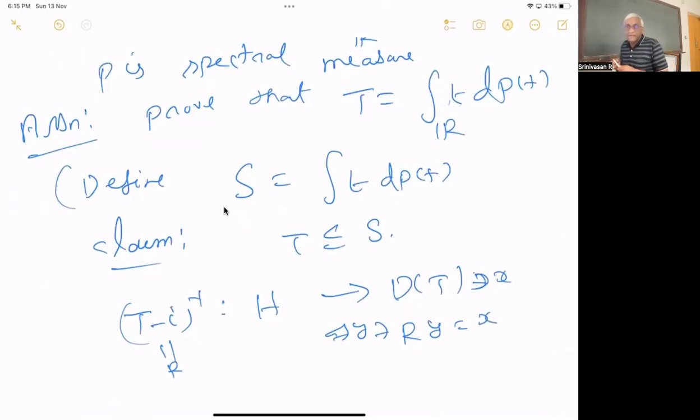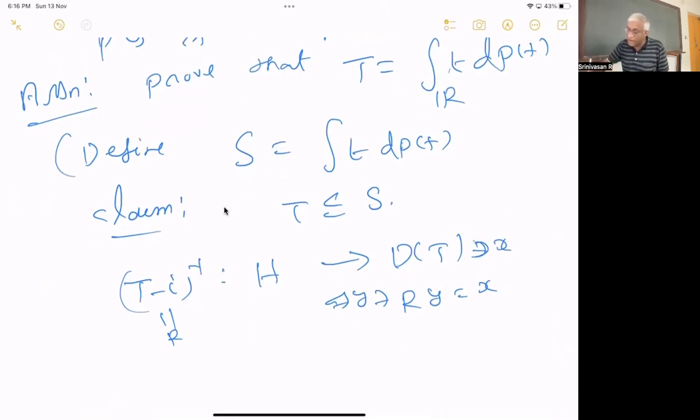Okay. Now in R of Y, if you apply T minus I and also S minus I, they will be the same. You can verify that. By that, if you work with this condition, if you remember this fact, then you can prove that T is contained in S. But now we know S is defined as a multiplication operator like that, spectral operator, integral T. So that implies T is contained in S.